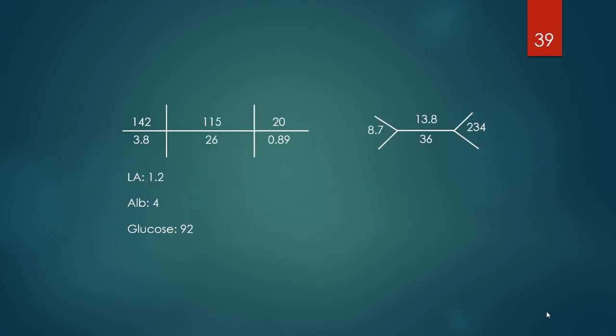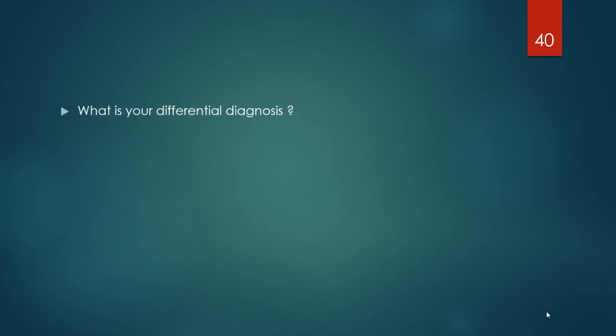And these are the labs. Sodium of 142, K 3.2, chloride 115, bicarb 26, BUN of 20, creatinine 0.89, normal CBC. Lactate 1.2, albumin of 4, glucose of 92. What do you guys think?